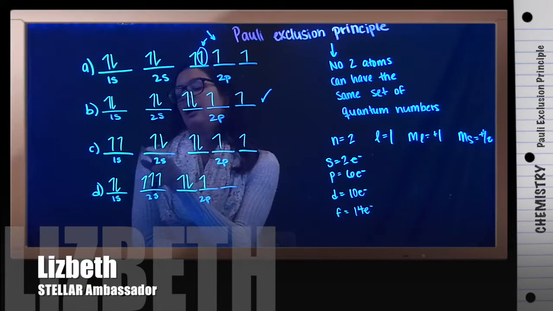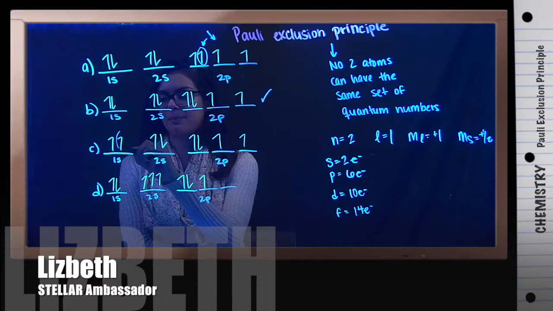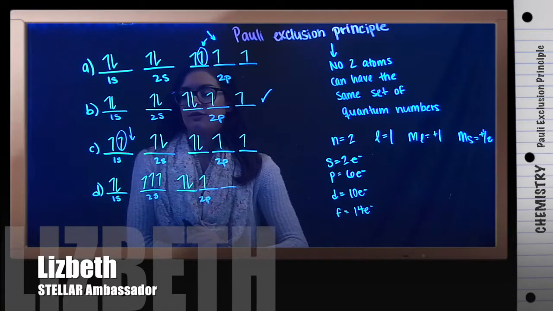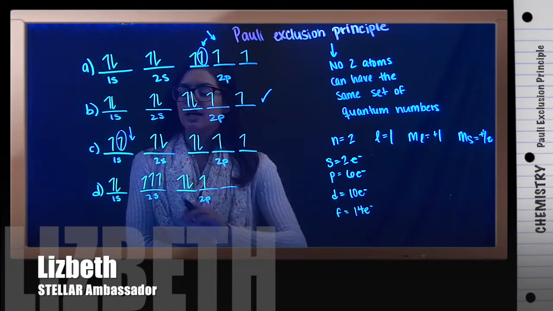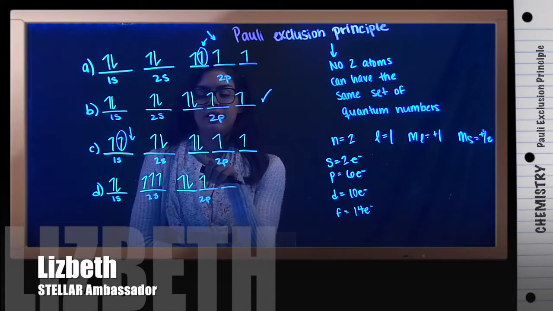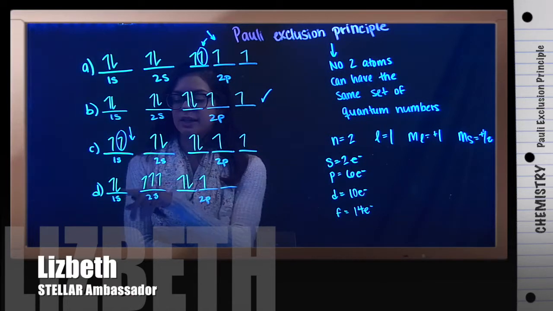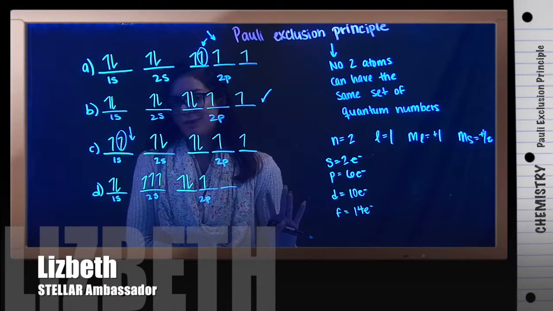Over here, my 1s, you can already tell that something's wrong because they're both facing up. This one must be facing down for the Pauli exclusion principle to work. And let me just verify that everything else is fine. So this is up and down, and then they followed the building up principle. So that one's fine.